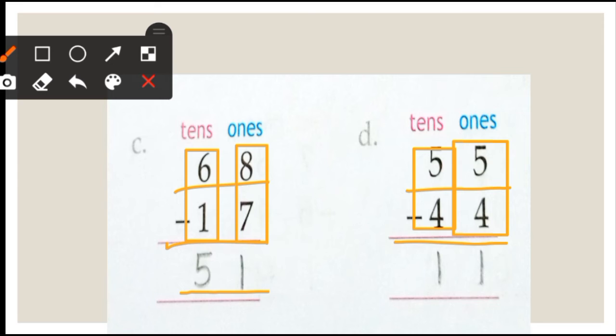Okay students. So our answer is, now I am reading ones and tens together, 1, 1, 11. It means 55 minus 44, answer is 11. Okay students, once again 5, 5, 55 minus 4, 4, 44. Answer is 1, 1, 11.